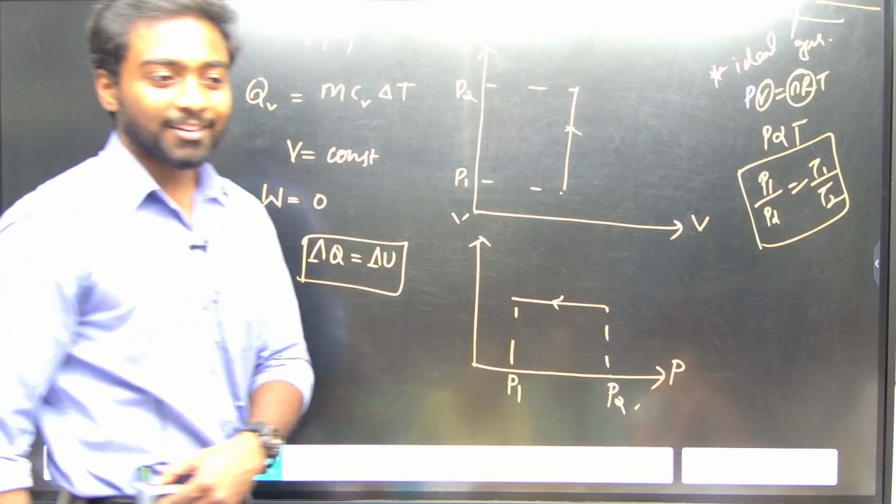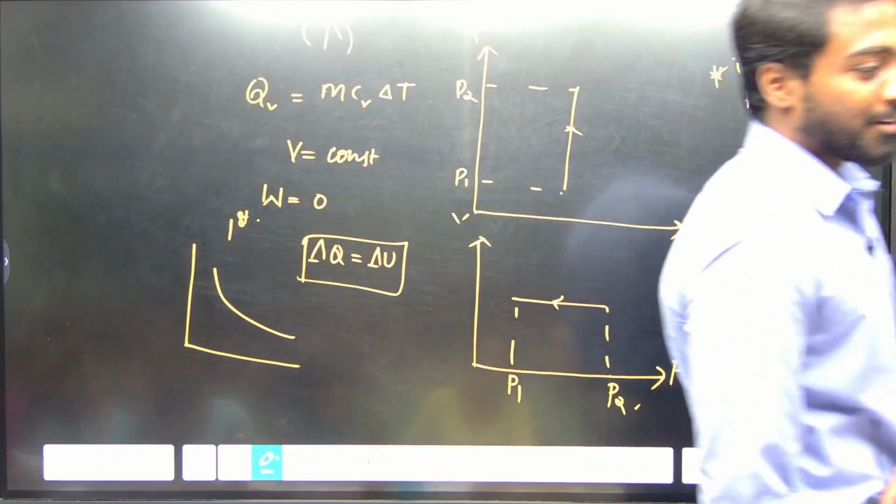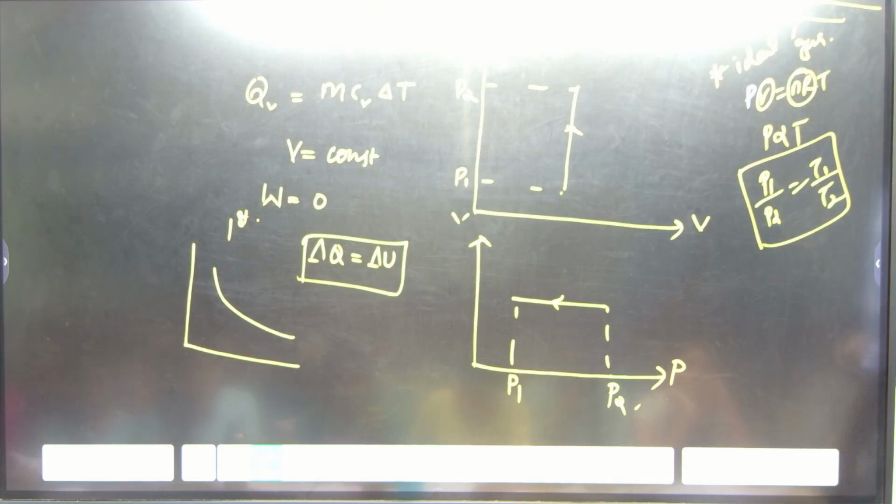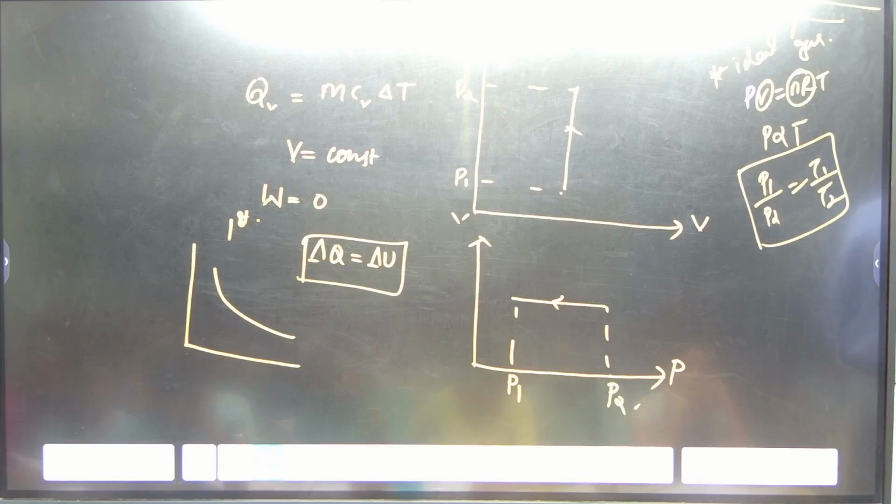So for both adiabatic as well as isothermal, the graph will be looking similar, but how will you differentiate the two graphs? Tell.